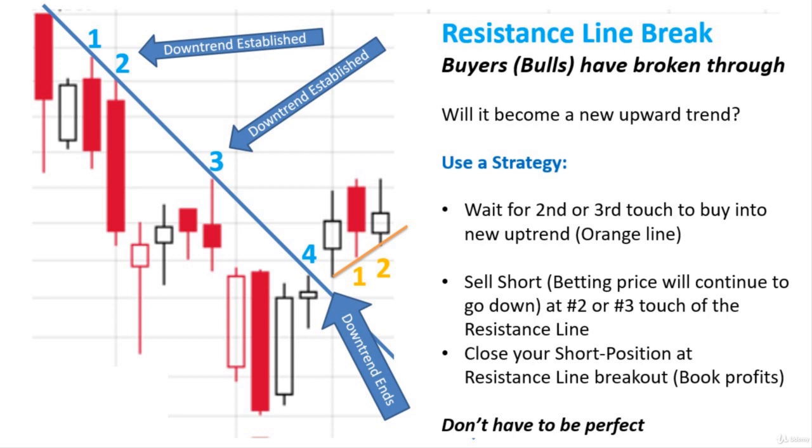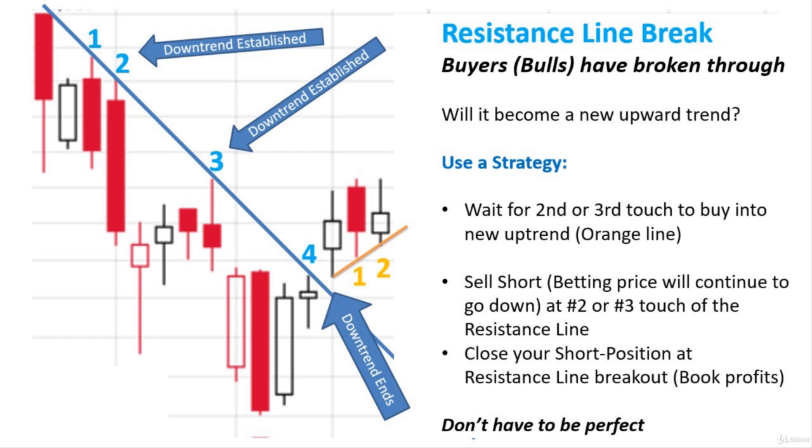So the strategy around this on a resistance line break, it's been in a downtrend, it's broken through. Will this become a new uptrend? So the strategy, wait for the second or third touch to buy into the new uptrend. That's our orange line there. You can see we got a second touch there.